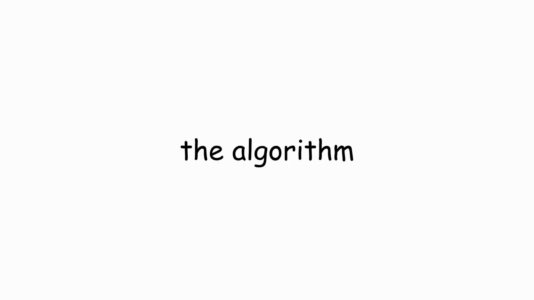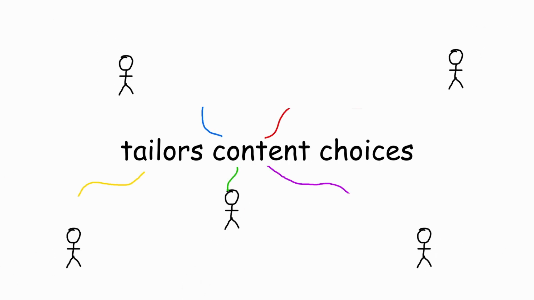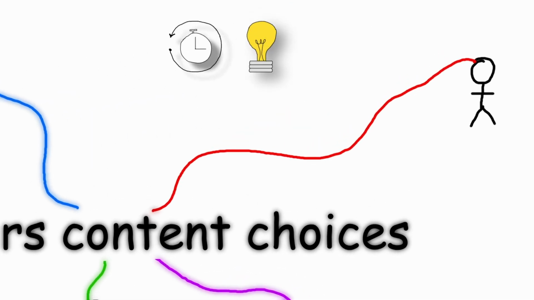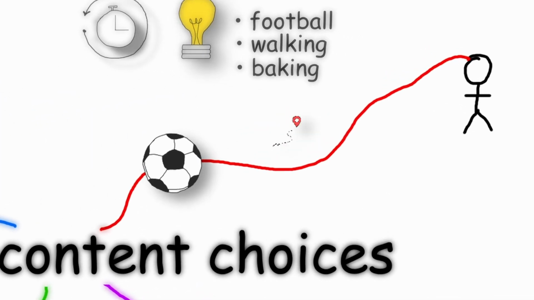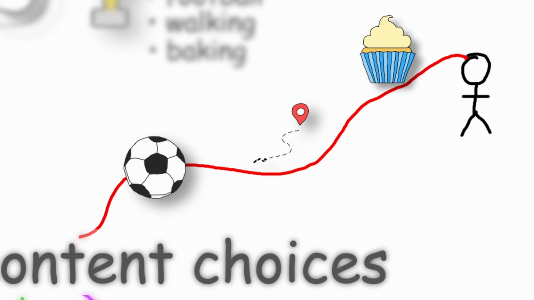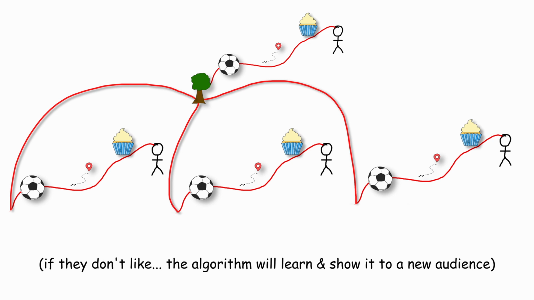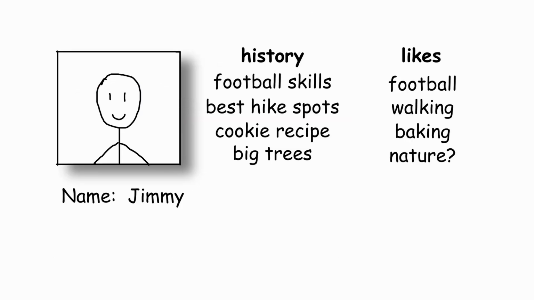So basically, the algorithm tailors content choices for each individual user based on their viewing history and interests. If a viewer likes football, walking and baking, then they're going to see videos on those topics. But if they watch a nature video, then the algorithm's going to show that nature video to similar viewers interested in football, walking and baking. This is how YouTube builds audience profiles for channels.